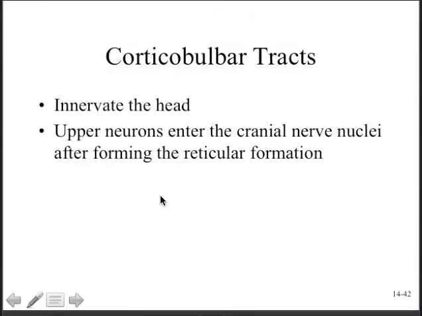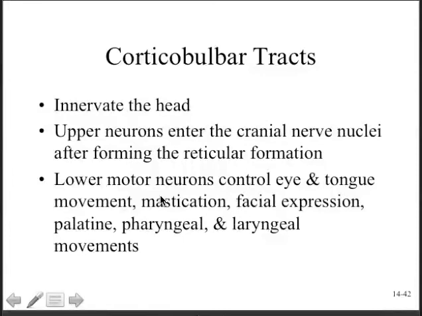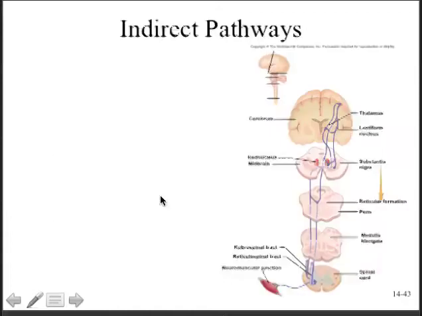The upper neurons enter the cranial nerve nuclei after forming the reticular formation. The lower motor neurons control eye and tongue movement as well as mastication. Remember that that's chewing, and facial expression, as well as palatine, pharyngeal, and laryngeal movement. So a lot of these are involved again with swallowing and with speaking.